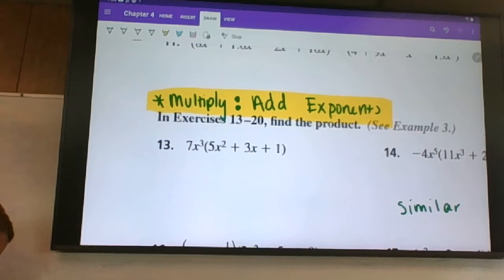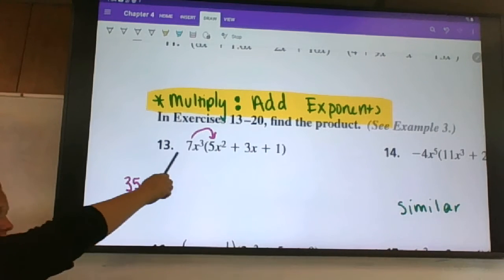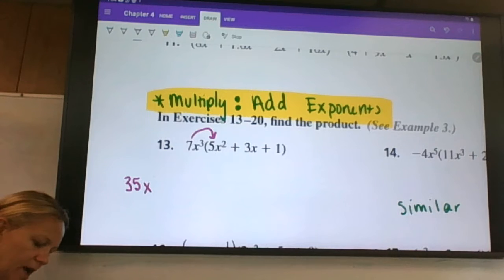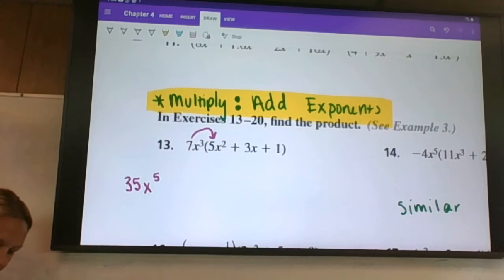Okay, so this is distribution. And 7 times 5 has always been 35. No big deal. X to the third times x squared. We're going to add that to make it x to the fifth. 7 times 3 has always been 21.